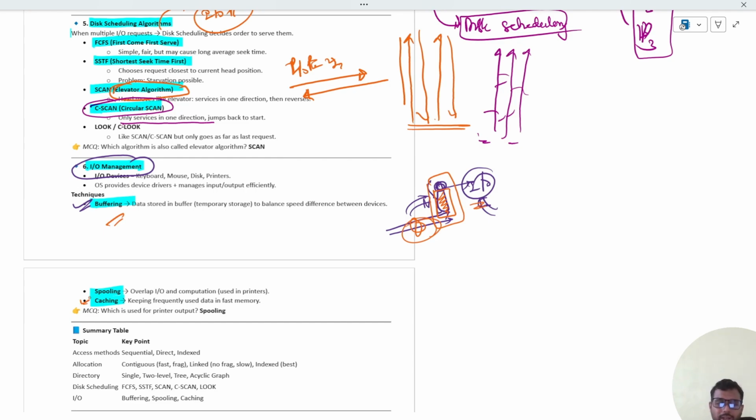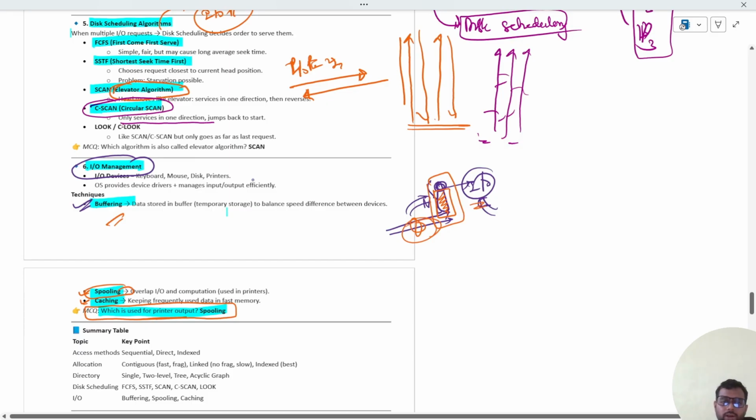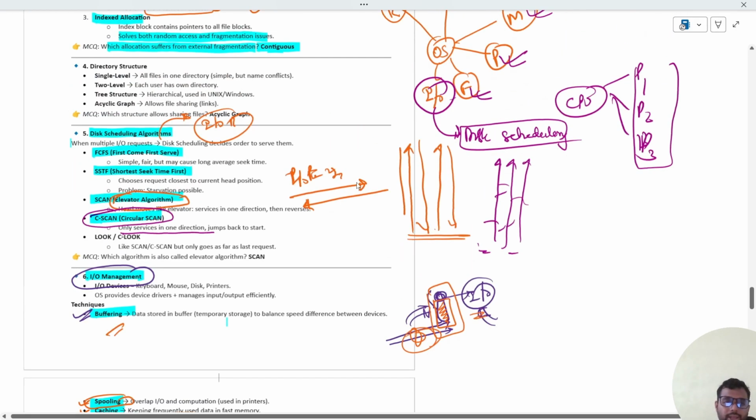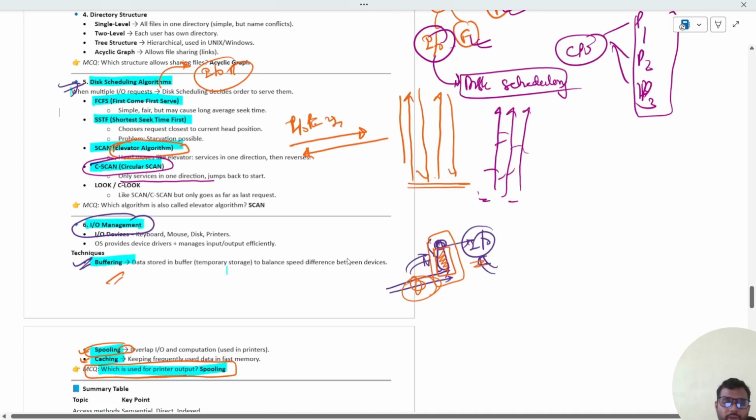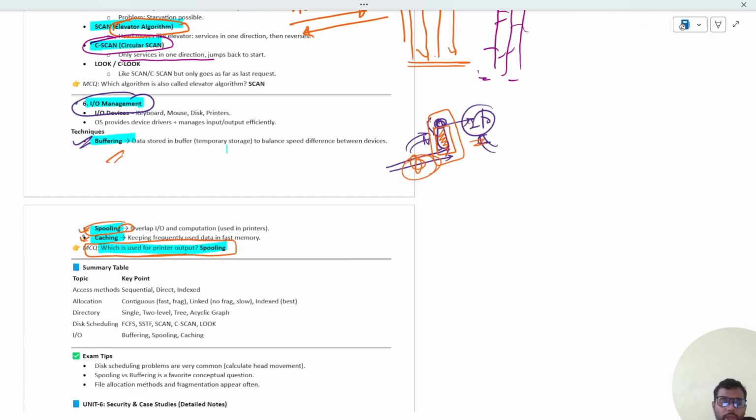Another could be caching. Another could be spooling. Spooling is a technique which is used for the printer output, that you should remember. So for input output management, a large number of requests could be handled by the disk scheduling algorithm, and for input output management we could have three techniques: buffering, caching, and spooling. And spooling is the technique that we use in the printer.